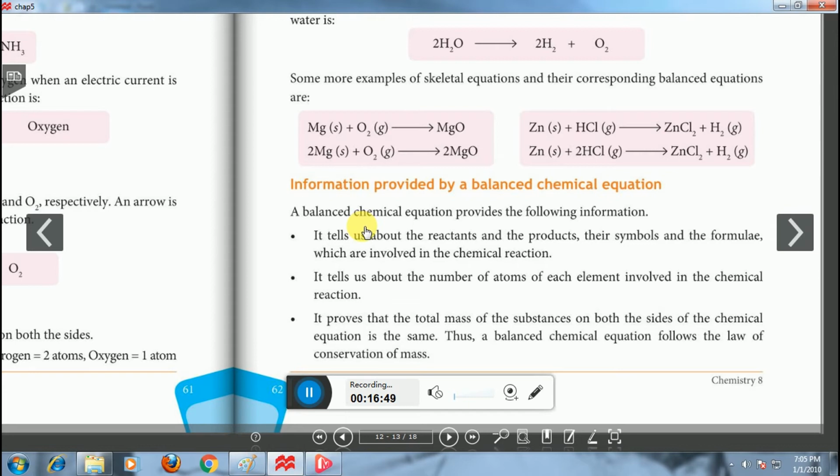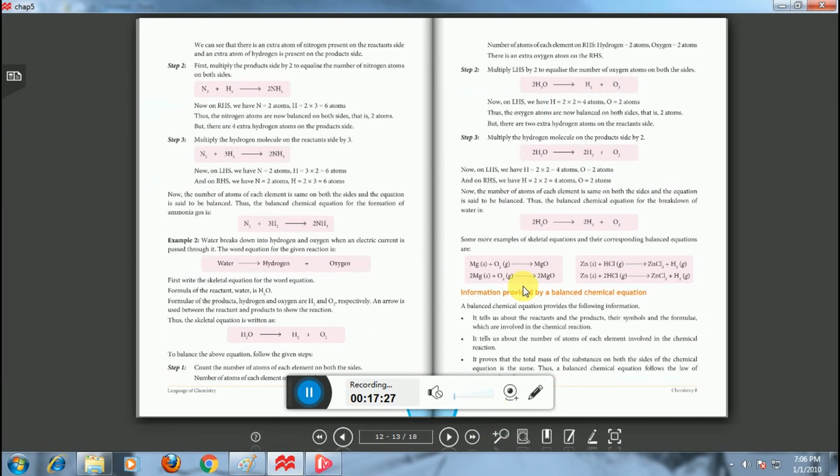What is the information provided by balanced chemical equations? First, it tells us about the reactants and the products, their symbols and the formulas involved in the chemical reaction. It also tells us the number of atoms of each element involved in the chemical reaction. It also proves that the total mass of substances on both sides of the chemical equation is the same, because of the law of conservation of mass. You know how to count the number of atoms, and for balancing the number of atoms you have to know balanced chemical equations.